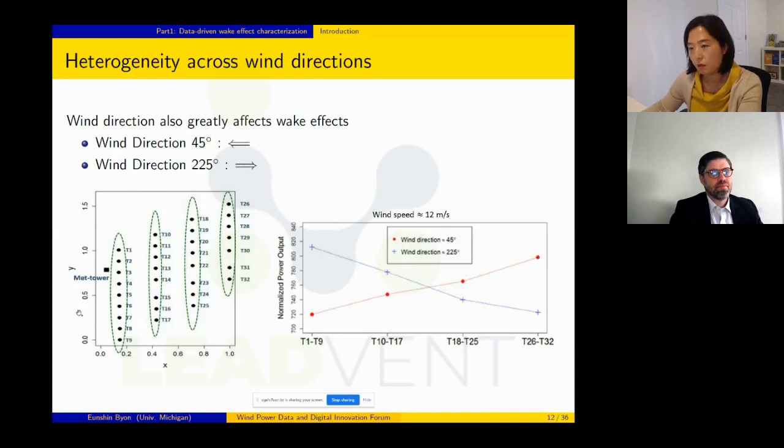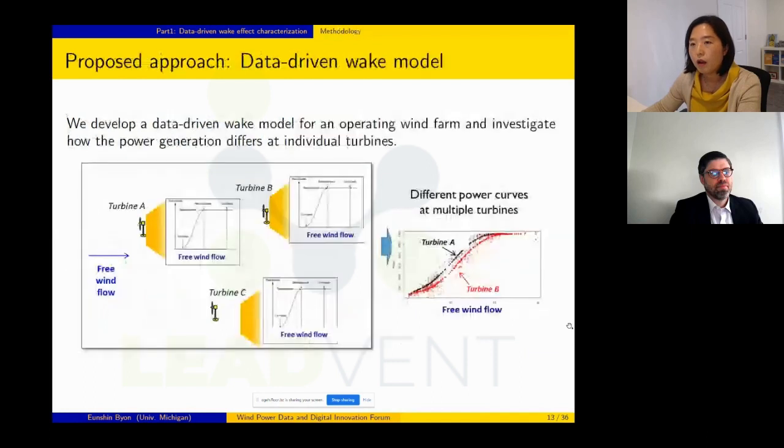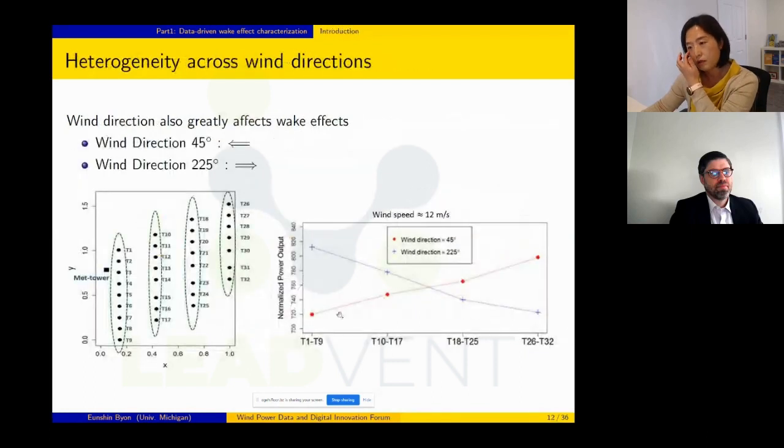When wind blows in the opposite direction, let's say 225, then T1 to T9 become upstream turbines, so they generate the most power, and then we have this decay. So overall, the power curve at each turbine depends on wind direction, and we also see different wake effect patterns across wind speed and across wind direction.